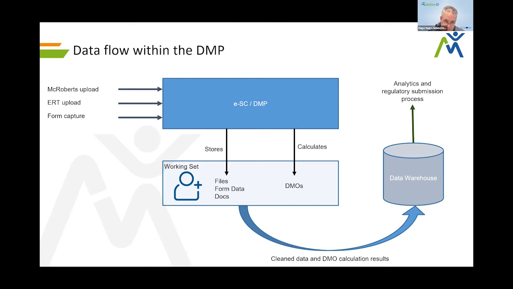Again, I'll talk about that later. And it's stored and associated with participants or patients. So a patient record gets created. They have all these files associated with them, all the form data, all the documents, and all of the DMOs that have been calculated by the code that people have uploaded. This is all stored together and curated for each patient. And then periodically that's pulled into a data warehouse. And that is what we use to then generate reports, for the regulatory submission and for project management and the rest of it.